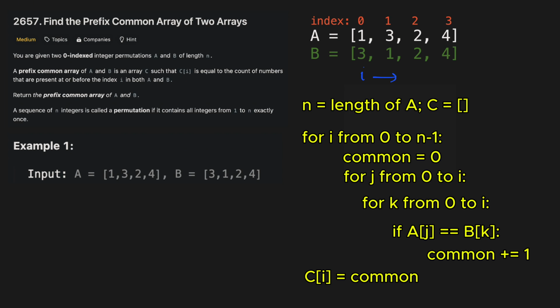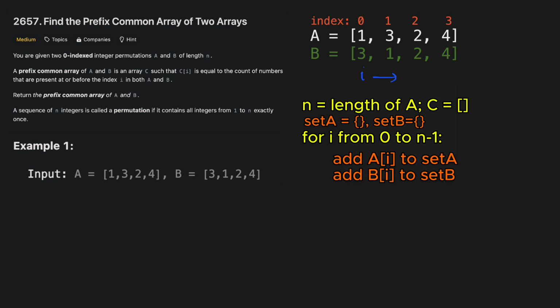And now the question is, how can we do better than the naive approach? And the answer is, since we repeatedly check if elements in A are present in B up to a given index, we can leverage sets to reduce the lookup time complexity from O of n to O of 1. So we can create two sets to store elements from A and B and keep track of elements encountered so far. And then for each index i, we add the elements in arrays A and B at the ith index to the respective sets. The intersection of these two sets will give us the common elements, and the count or size of this intersection will give us the number of common elements at the ith index.